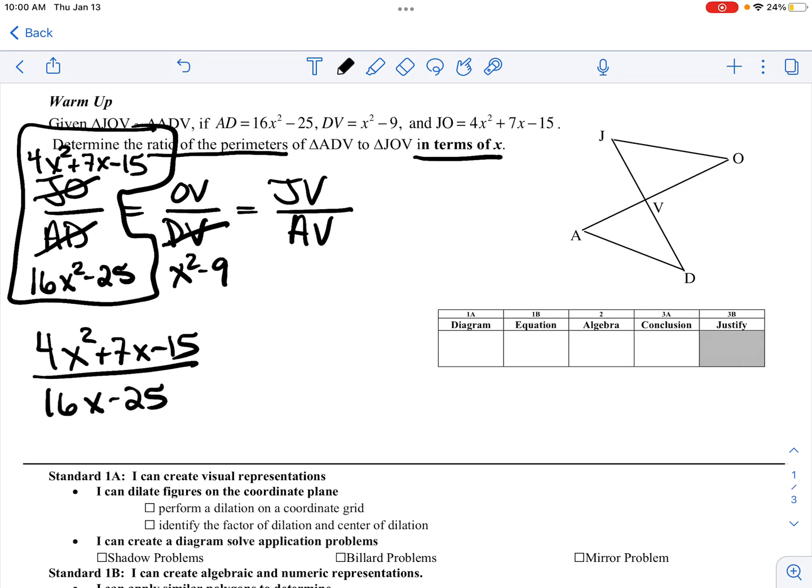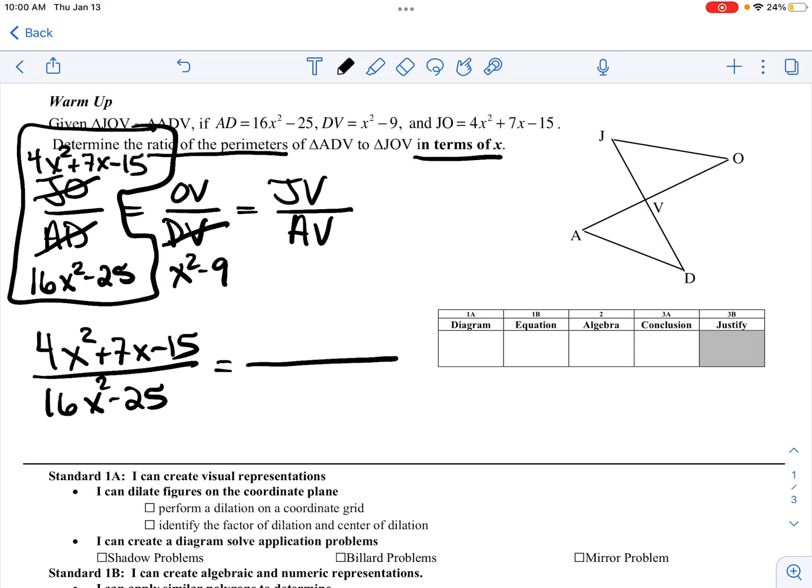Now, I need to simplify this. To simplify means those are both quadratics. I need to factor them. Factoring, again, you can use the area model. You basically need to turn this into two binomials. You can't just cross off the 4 and the 16. Again, no, that is a standard form. You need to factor these.